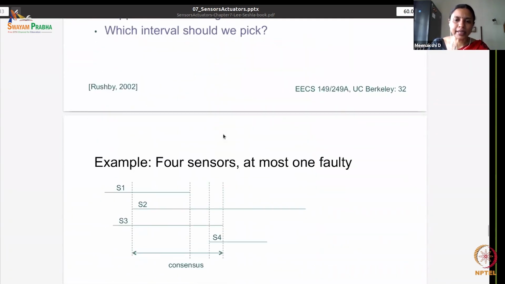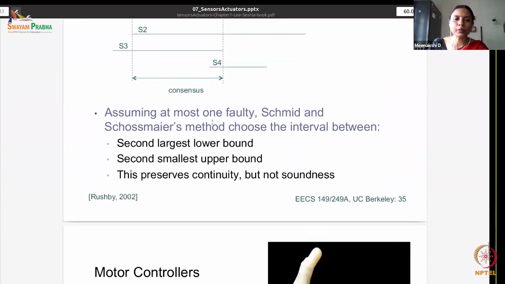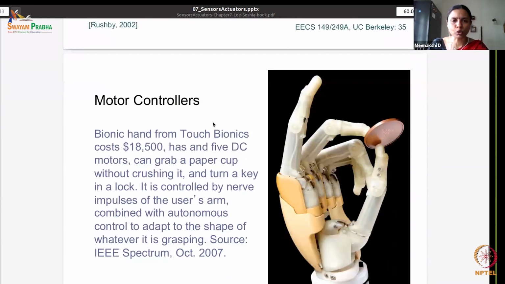So there are different cases in which they use Marzullo's algorithm. There is one more algorithm by Schmid and Schossmeier. All these algorithms have been time tested. I won't go through them.